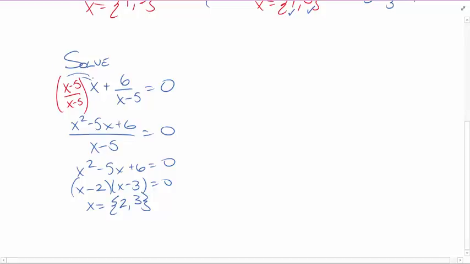It's important to check those back with our initial. We would get 2 plus 6 over negative 3. Does that equal 0? Yes. When we plug back in 3 plus 6 over negative 2. Does that equal 0? Yes. Both of my solutions work out, and I'm feeling pretty good about those.